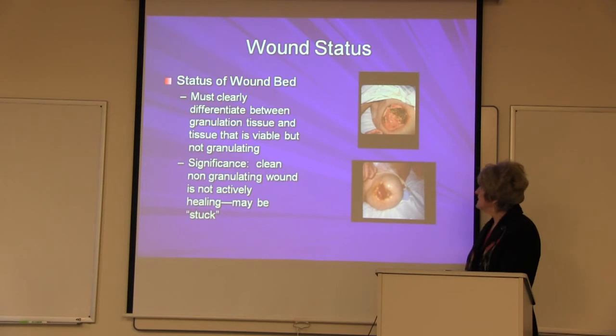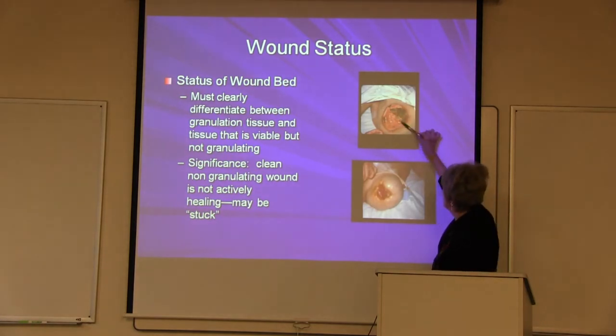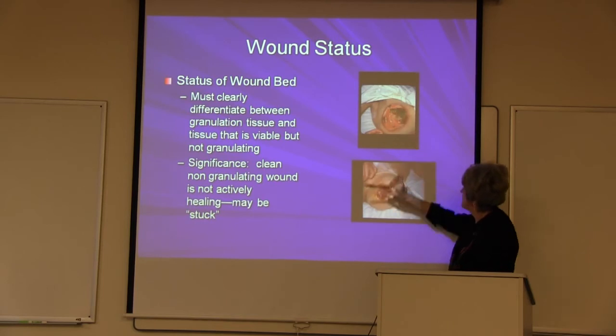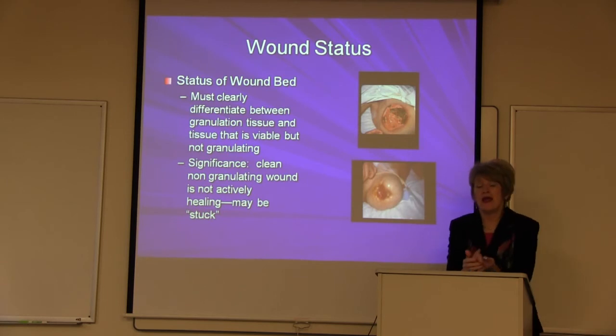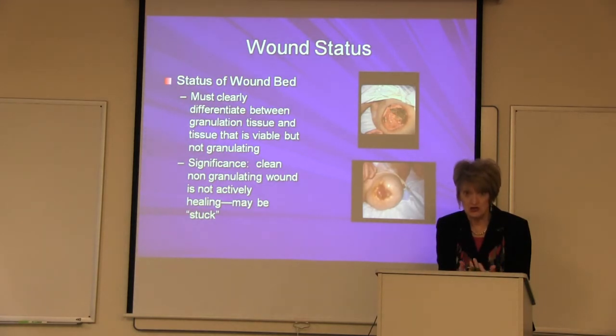Eschar, of course, easy to identify. And if you look at the wound on top, you have a combination of eschar and then an area of the wound that is clean but not yet granulating. I would guesstimate that this is about 45% eschar and about 55% clean, non-granulating. And I do want to point out that you should guesstimate the percentage of the wound bed that has granulation tissue versus clean, non-granulating versus slough or eschar.